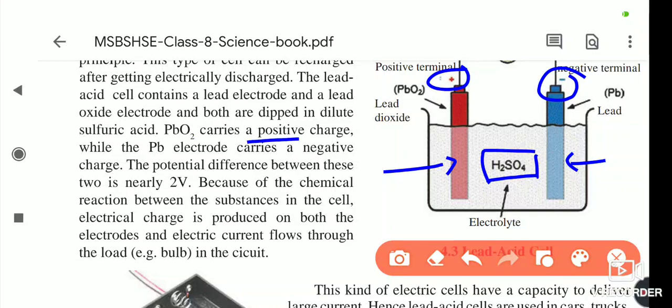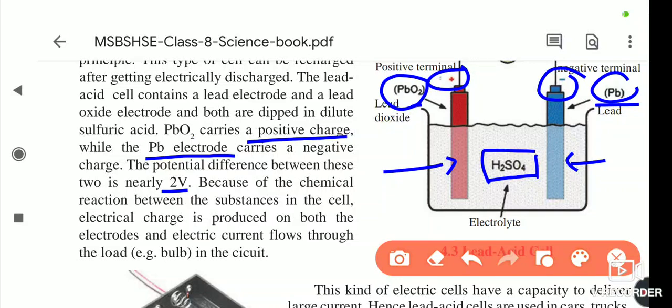PbO2 carries positive charge, lead dioxide carries positive charge here, while the Pb electrode carries negative charge. The potential difference between these two is nearly 2 volt. Because of the chemical reaction between the substances in the cell, lead dioxide, lead and H2SO4, the reaction takes place and a potential difference of 2 volt is produced, which generates electricity.